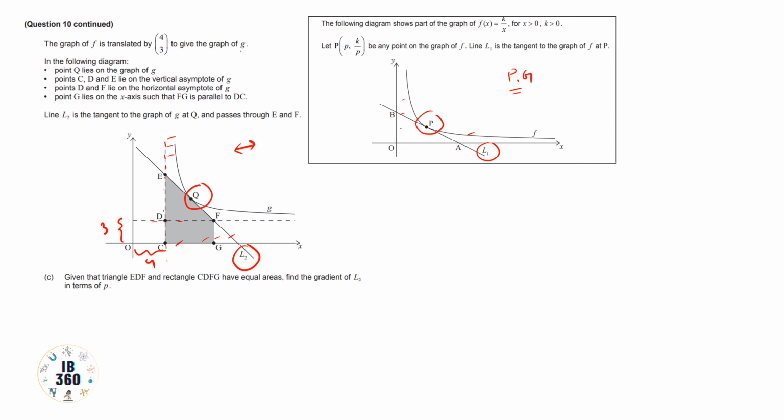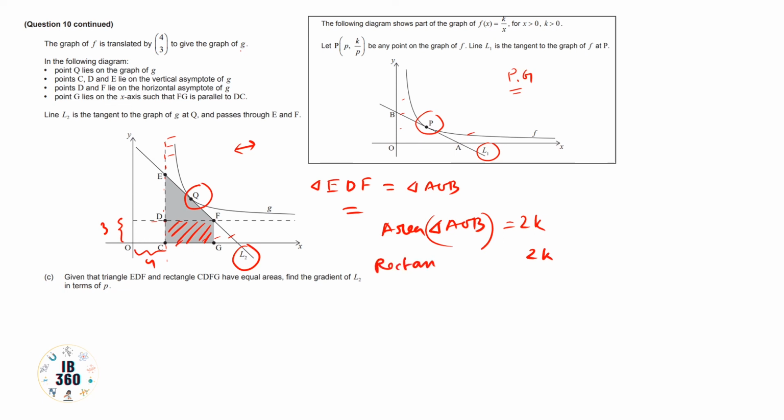But they have also mentioned, given that the triangle EDF, and you can see that triangle EDF is basically equal to triangle AOB, and we also know that the area of triangle AOB is equal to 2k. So obviously you can write the area of this rectangle is also 2k, as it is just a shifted shape.